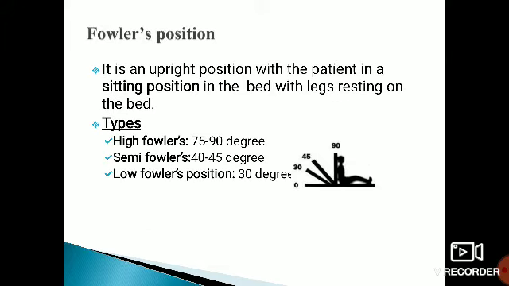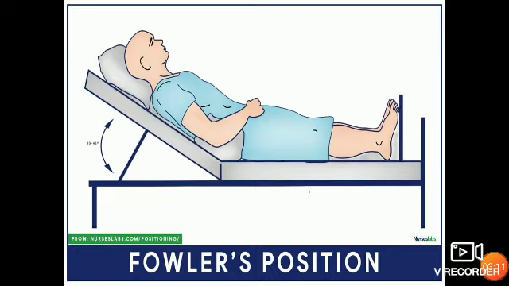Fowler's position. It is an upright position with the patient in a sitting position in the bed with legs resting in the bed. So these are the different types. These types vary with the different degrees. High Fowler is there, semi Fowler is there and low Fowler position is there. So this is Fowler's position. According to the height we can adjust it. So you can see here, this is where we can adjust the height.